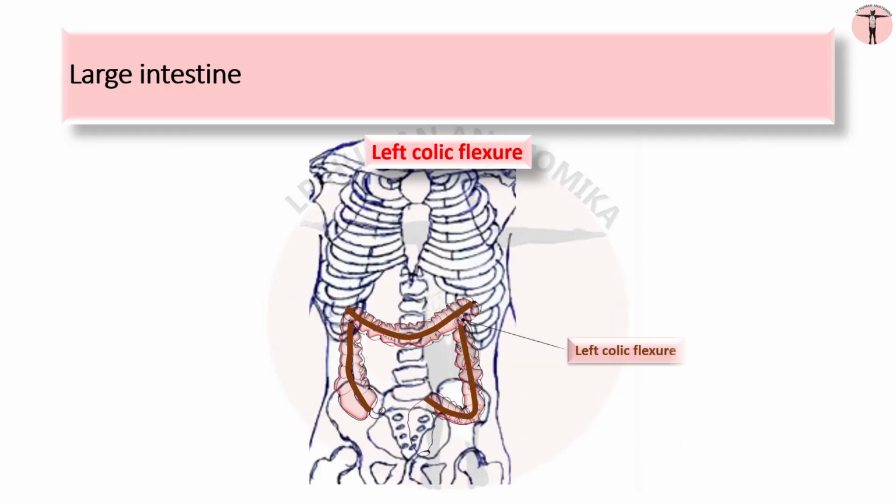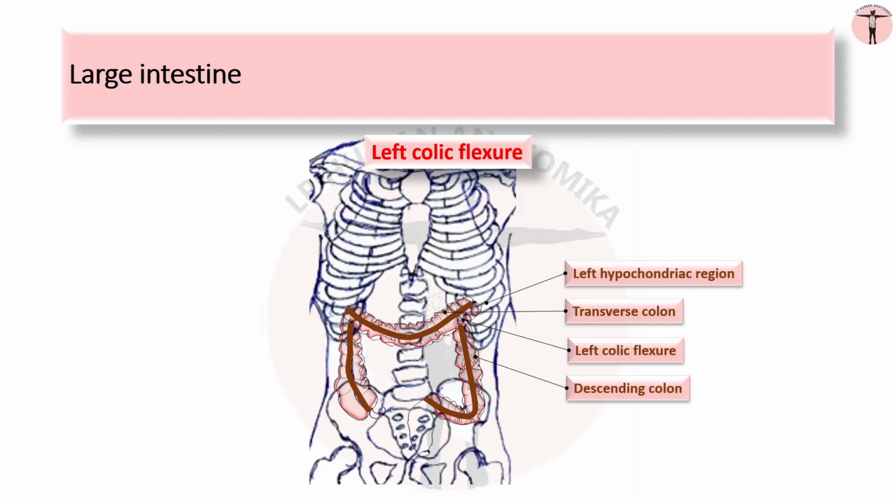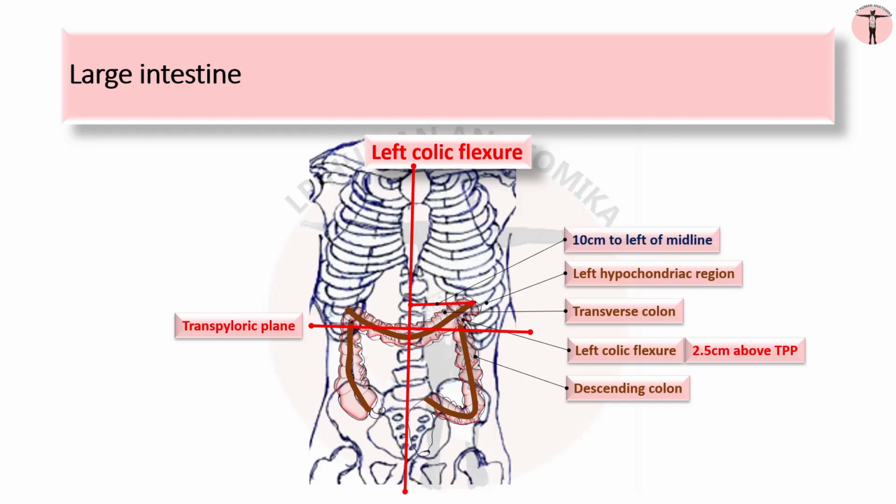Left colic flexure, or splenic flexure, lies at the junction of transverse colon and descending colon in the left hypochondriac region, 2.5 centimeters above the transpyloric plane and 10 centimeters to the left side of midline. Here, the colon bends downwards and backwards, lies at a higher level than the right flexure, and is more acute and deep. The flexure is attached to the 11th rib in the mid-axillary line by a horizontal fold of peritoneum called phrenicocolic ligament. This ligament supports the spleen and forms the upper boundary of the left paracolic gutter.